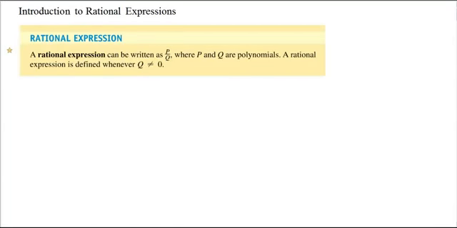This lesson is an introduction to rational expressions. First of all, we want to define a rational expression. A rational expression is an expression that can be written as P over Q, where P and Q are polynomials. A rational expression is defined whenever Q is not equal to 0, or whenever the denominator is not equal to 0. So we're going to be working with rational expressions for this entire chapter.